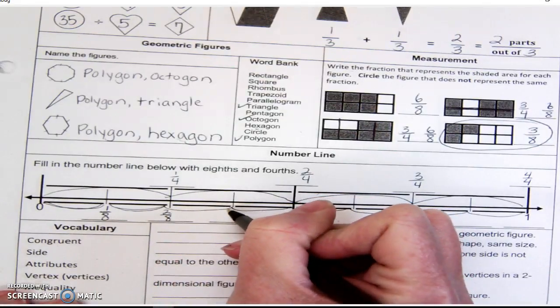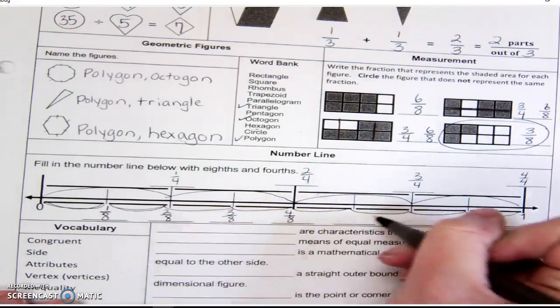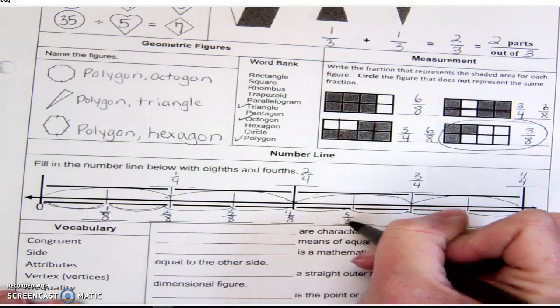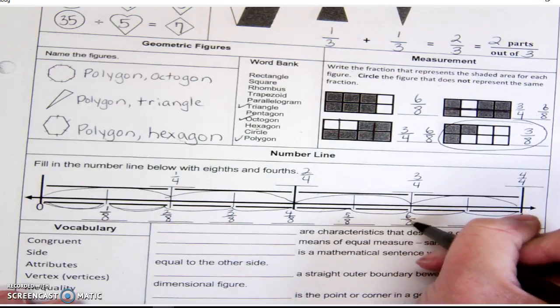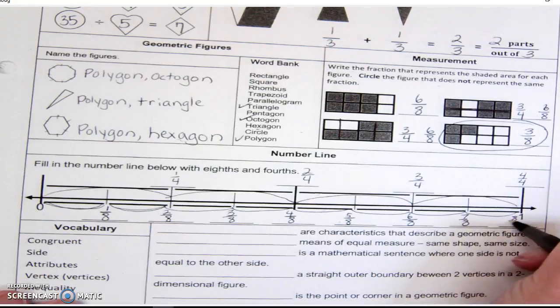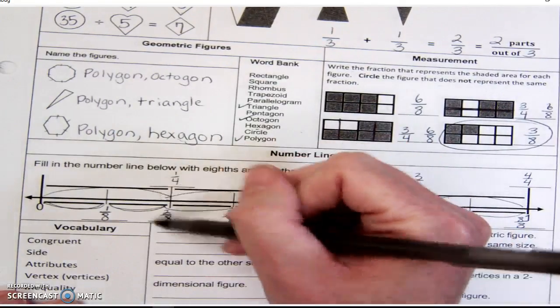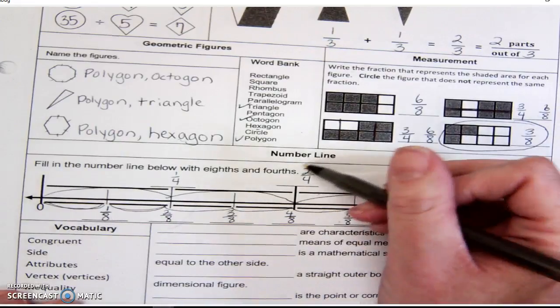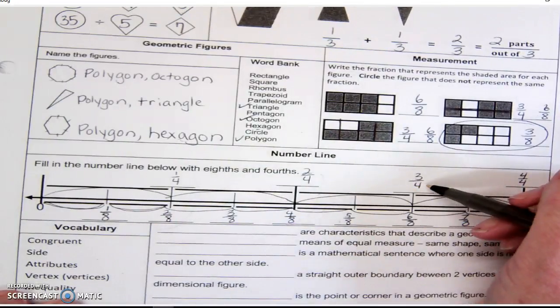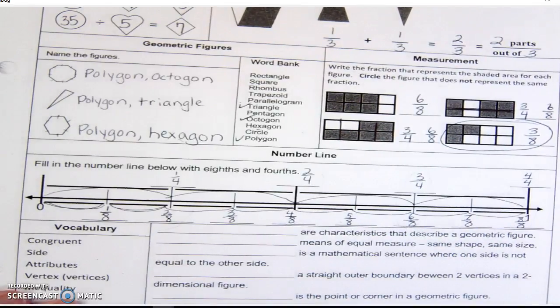2/8, 3/8, 4/8, 5/8, 6/8, 7/8, and 8/8. And these fractions would be equivalent: 1/4 and 2/8, 2/4 and 4/8, 3/4 and 6/8, and 4/4 and 8/8.